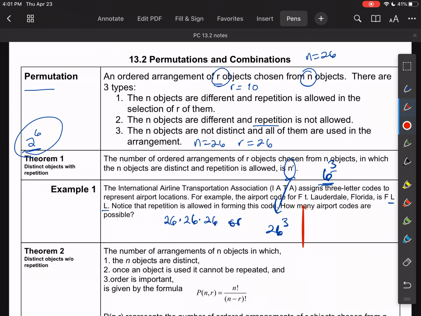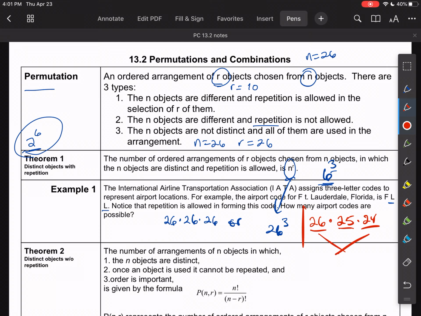If repetition was not allowed, then for the first selection of our code, we would have 26 possibilities. But for the second piece, we could not have 26 because one letter is taken away. So if repetition is not allowed, for the second one we would have 25, and then for the third one, we would have 24. That idea is where we come up with the next theorem.